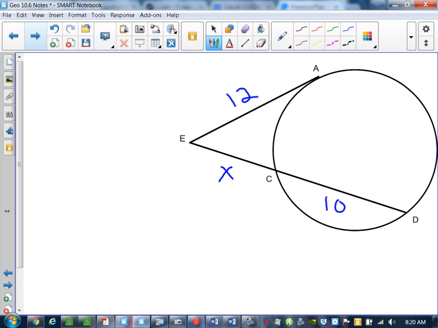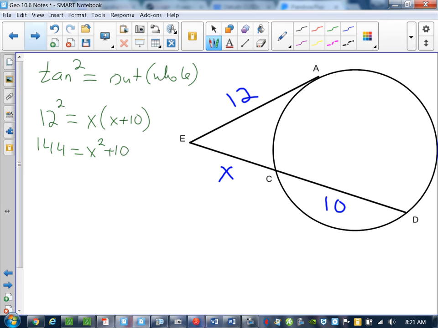So in this example, we've got that tangent segment, and then we have an outside and a whole. So I start by writing it out. My tangent segment squared is outside times the whole. Which one of those is your tangent segment? 12. So I write 12 squared. What's my outside? X. And what's the whole thing? Good. Which means, again, I'm going to have to distribute and set it equal to 0. 12 squared is 144.